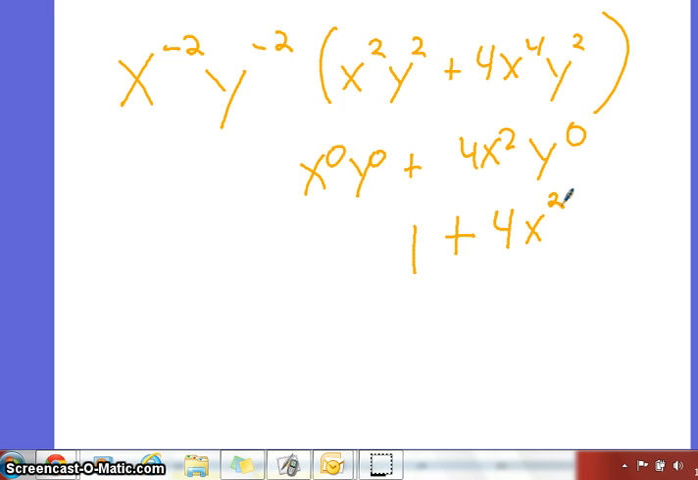Wait, why is that 1? Why is that not 2? Oh, wait, never mind. I see. Because 1 times 1 is 1. I can't ignore the fact that these are 1s. They didn't go off and disappear. They became a 1. 1 times 1 is 1. So this is actually 1. This is 4x squared times 1. Well, that doesn't change it, so it's still going to be 4x squared. So my answer is 1 plus 4x squared.